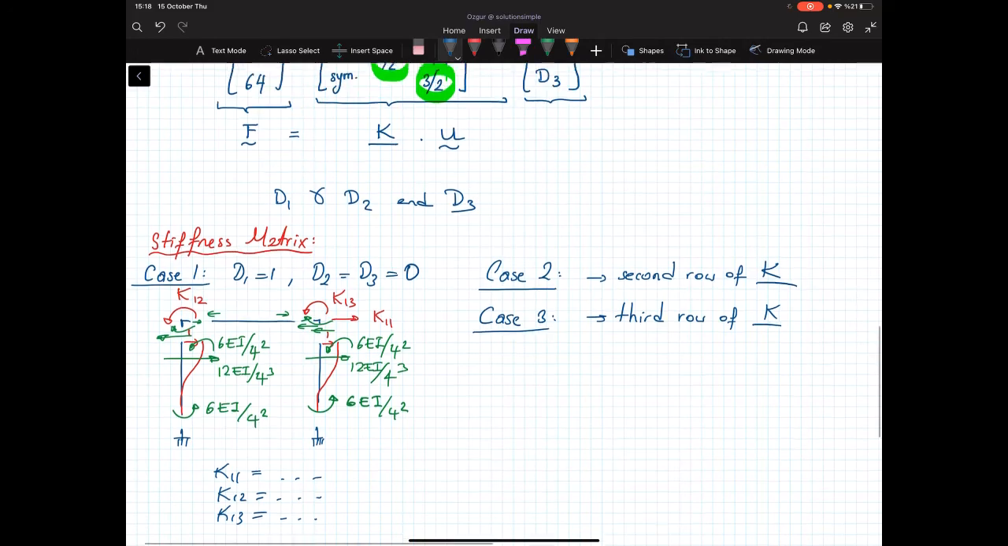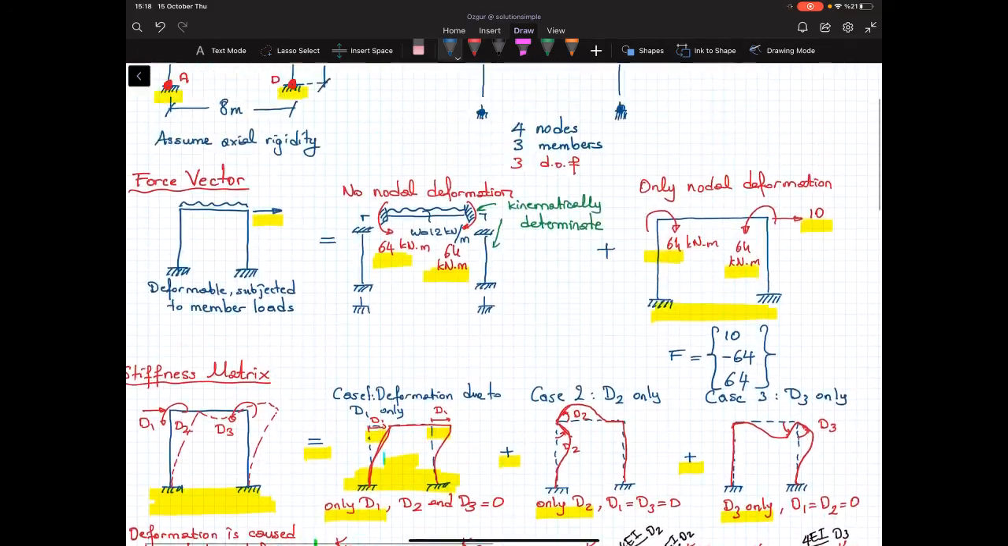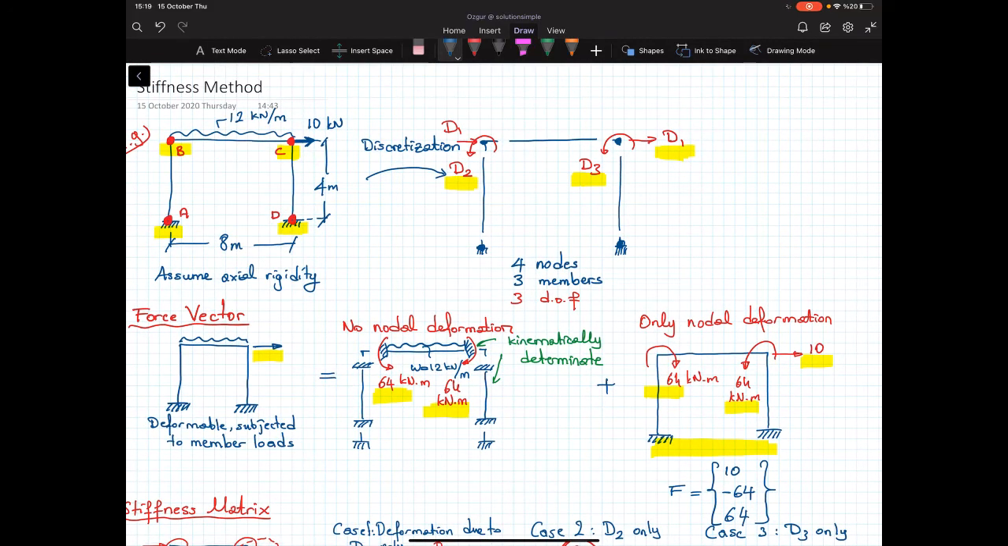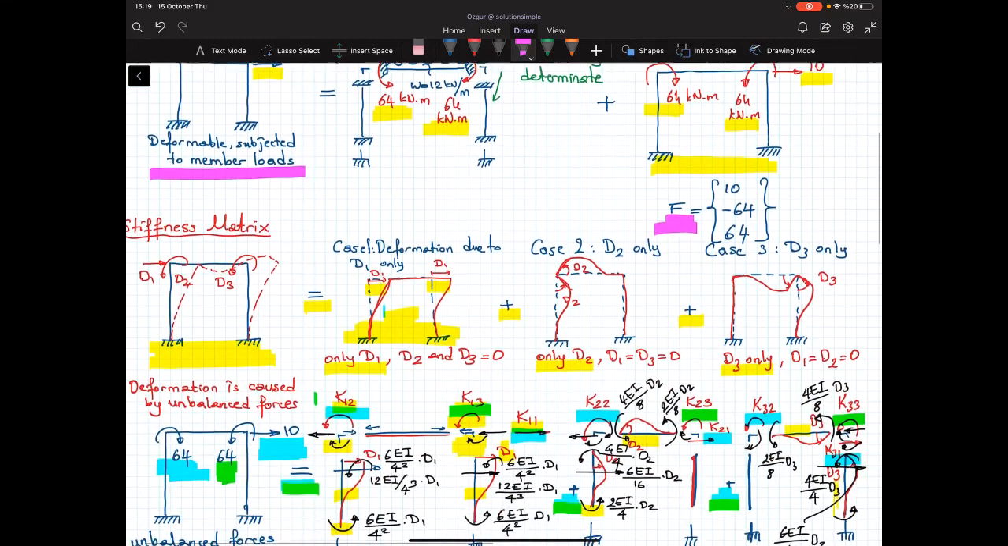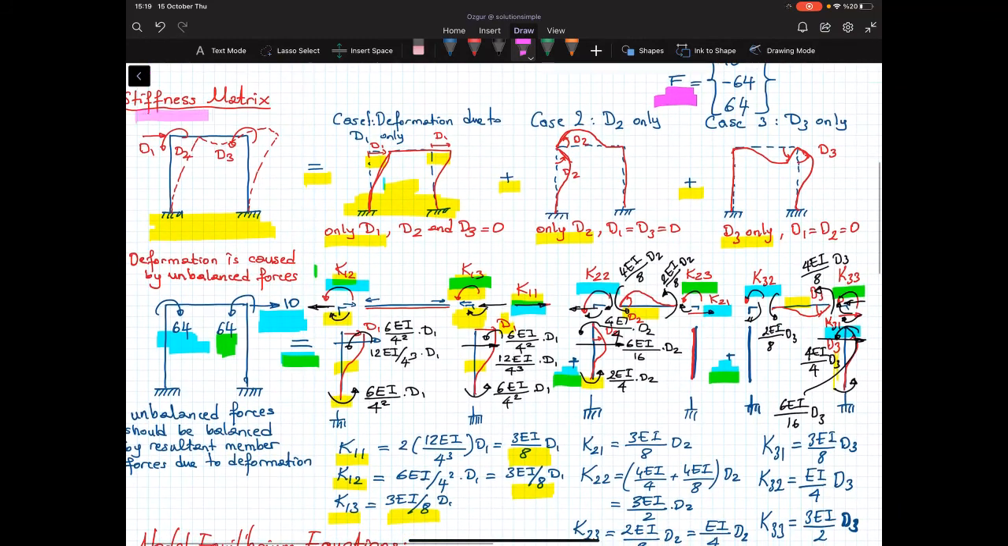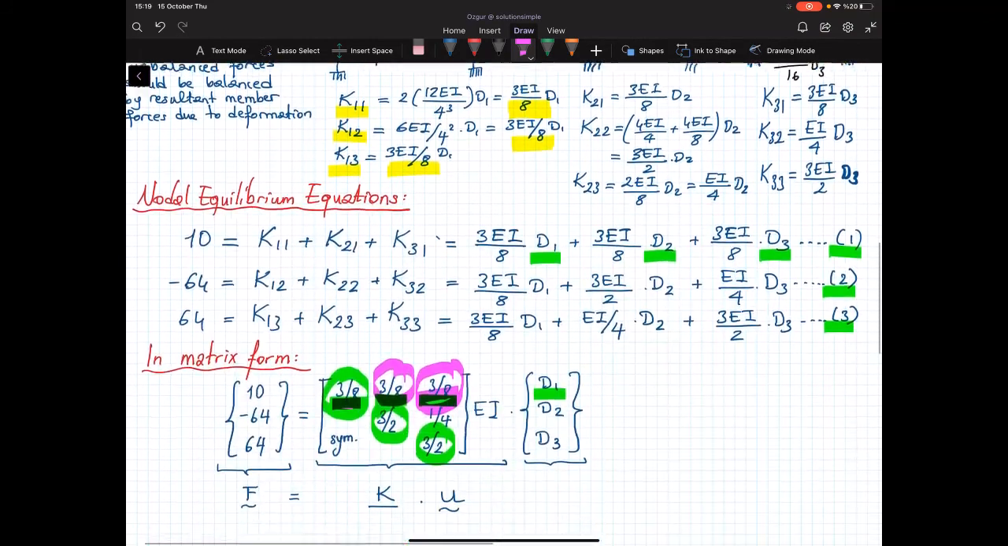So that's it. It doesn't matter what type of a structure we have, we always do the same thing. The first step is discretization. Now, in order to determine the unbalanced forces, we do superposition, right? So we are saying that the total loads on the structure is equal to the case when we have no nodal deformation plus the case when we have only nodal deformation, and this part will give me the unbalanced forces.